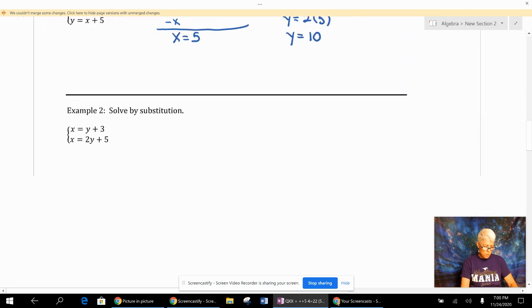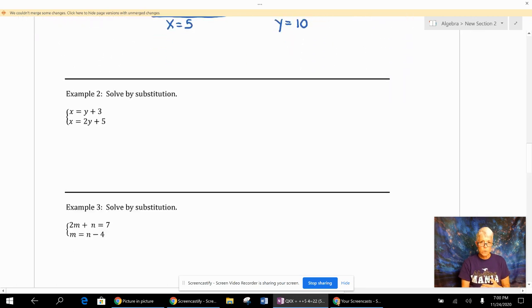If you go to the second one, again, you can see it's x equals y plus 3, x equals 2y plus 5. If they're set up like that, you could start by just saying, well, then we know that y plus 3 equals 2y plus 5. And then again, from here, we just combine our like terms, solve for y, solve for x. But usually they don't look like that.